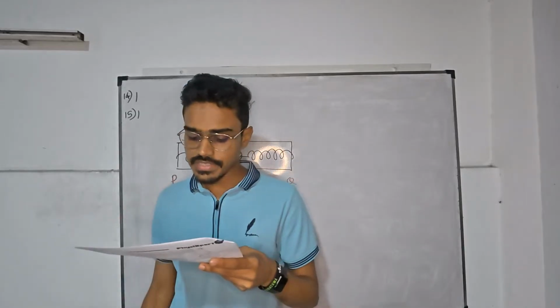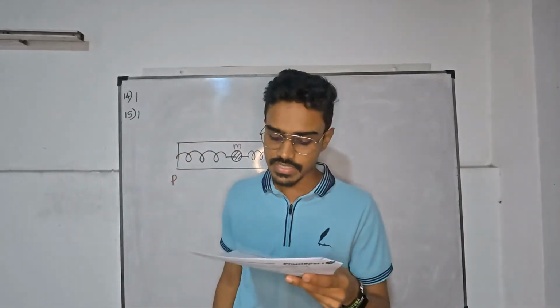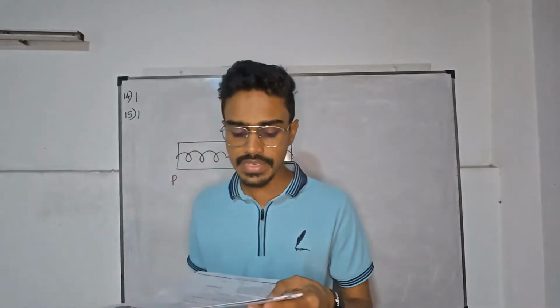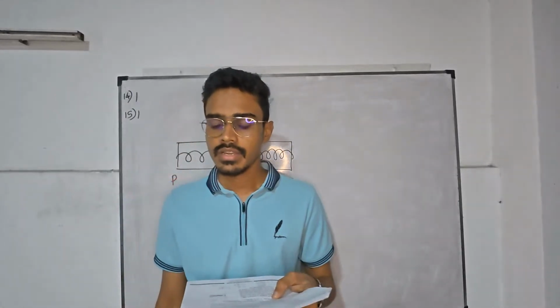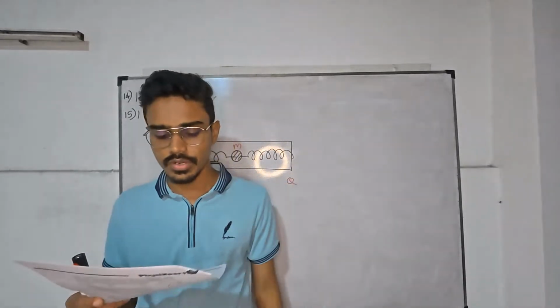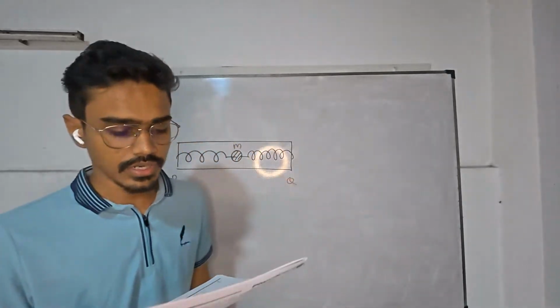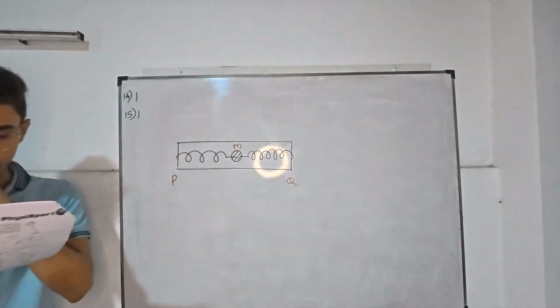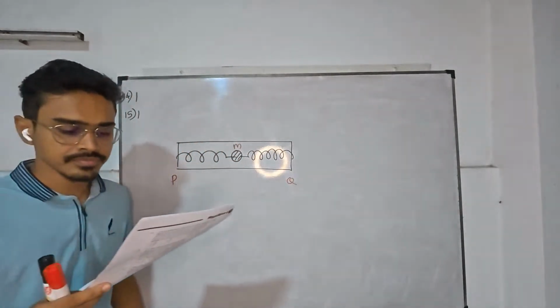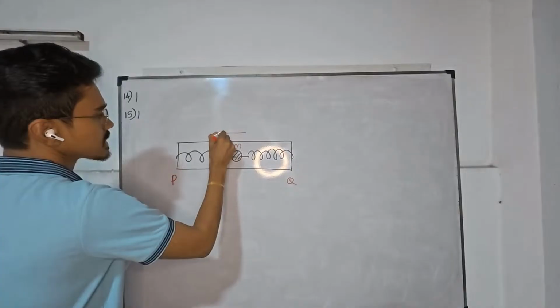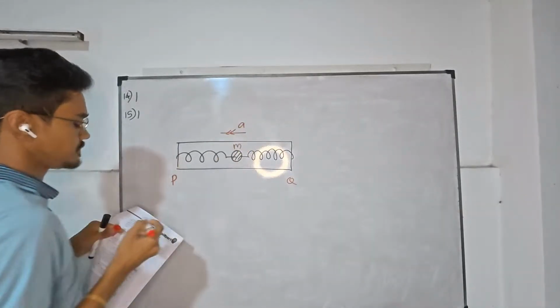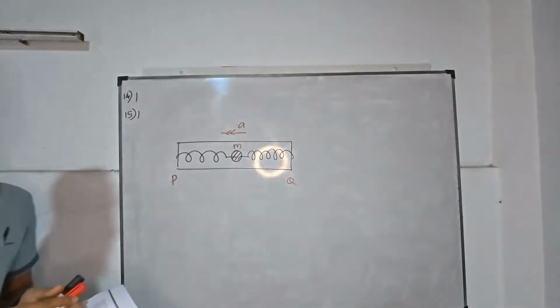Which of the following motions of the system results in a displacement of mass M towards P from the center of the tube? Displacement towards P. Okay, let's check one by one. First one: uniform acceleration of the tube in the direction of PQ, keeping the tube horizontal. Okay, check first one. This is going to be accelerated in this direction.